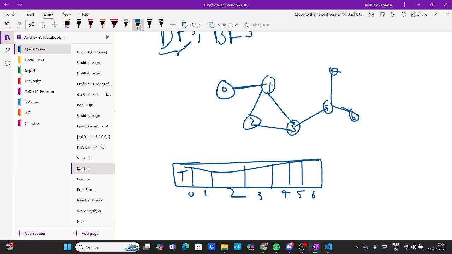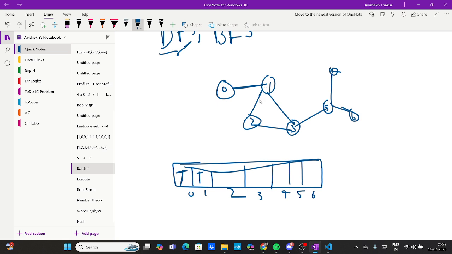Now is 1 visited already? No, so it is the first time. From 1, where can you go? You can go to 0, 2, or 3. Let's try to go to 0. But I see in my visited array that 0 has already been visited. So will I go again?